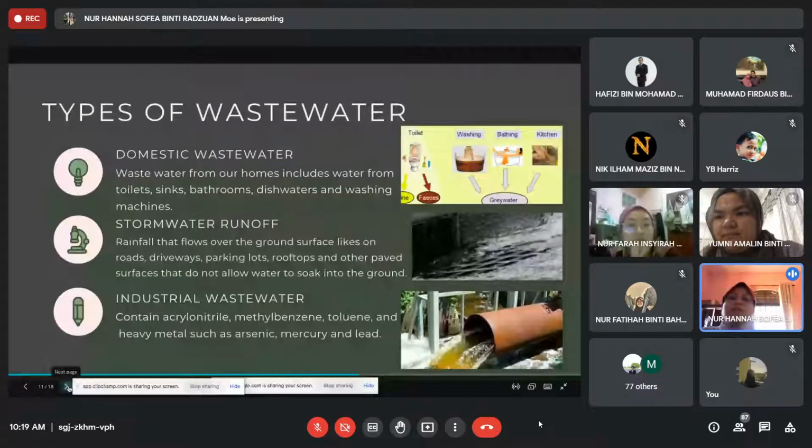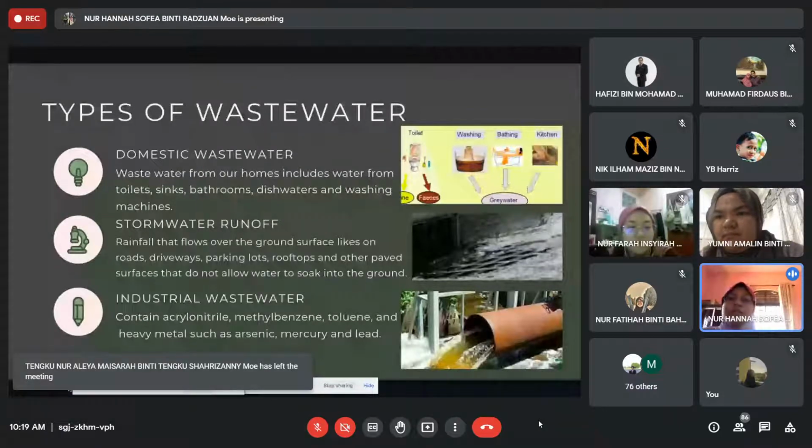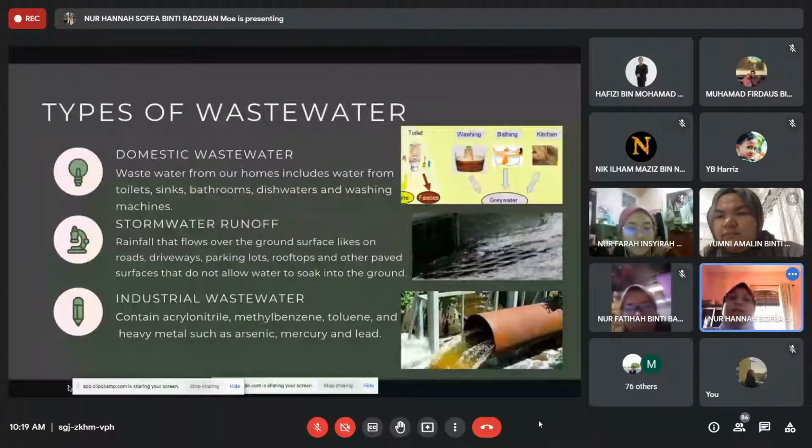First is domestic wastewater. Domestic wastewater is wastewater from our homes, including water from toilets, sinks, bathrooms, dishwashers, and washing machines. Next is stormwater runoff. It is rainfall that flows over the ground surface, like on roads, driveways, parking lots, rooftops, and other paved surfaces that do not allow water to soak into the ground.